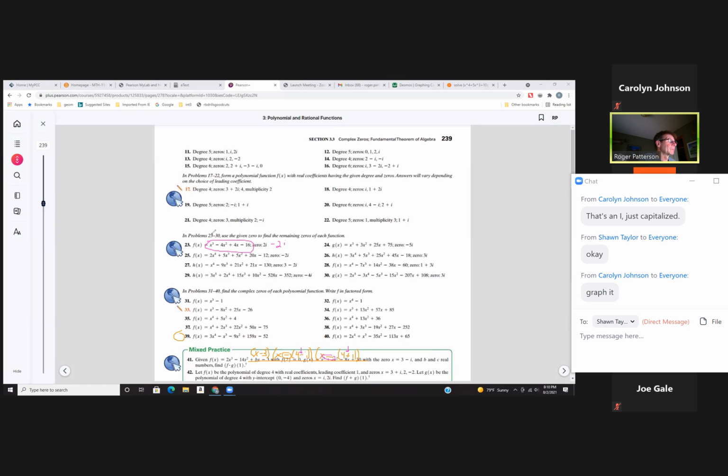And then these ones are what we've been doing. So you just got to do, again, a lot of synthetic division. Work through them and see how they go. We'll see where we are on Wednesday.